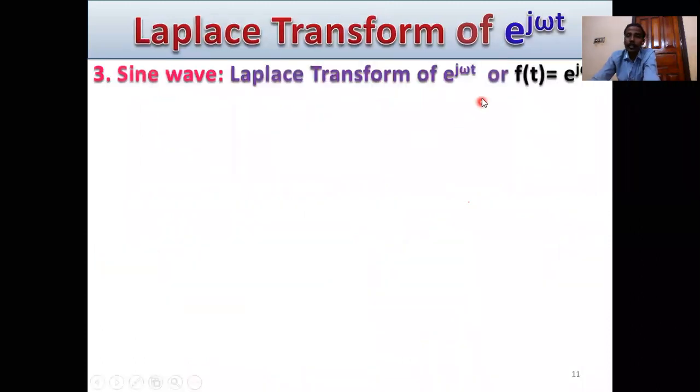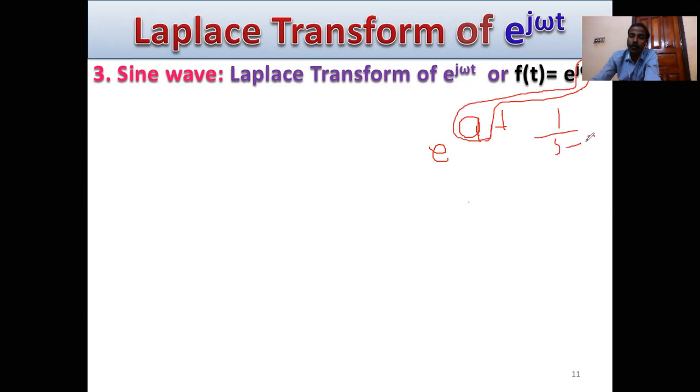Next case, e to the power j omega t. So put a equals j omega. In the previous case, f of t equals e to the power at, where a equals j omega in this case. So put j omega in the position of a in 1 by s minus a, and calculate the Laplace transform of f of t equals e to the power j omega t.